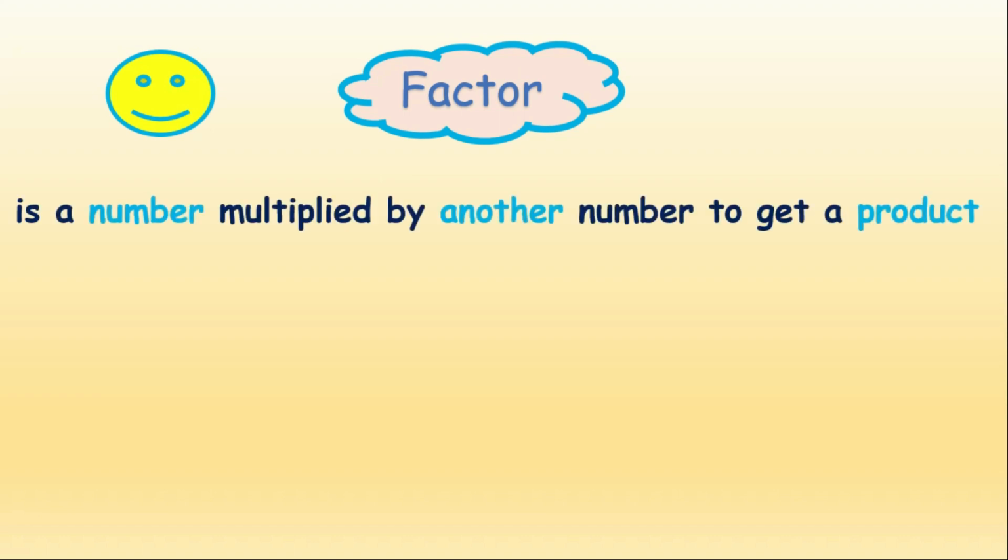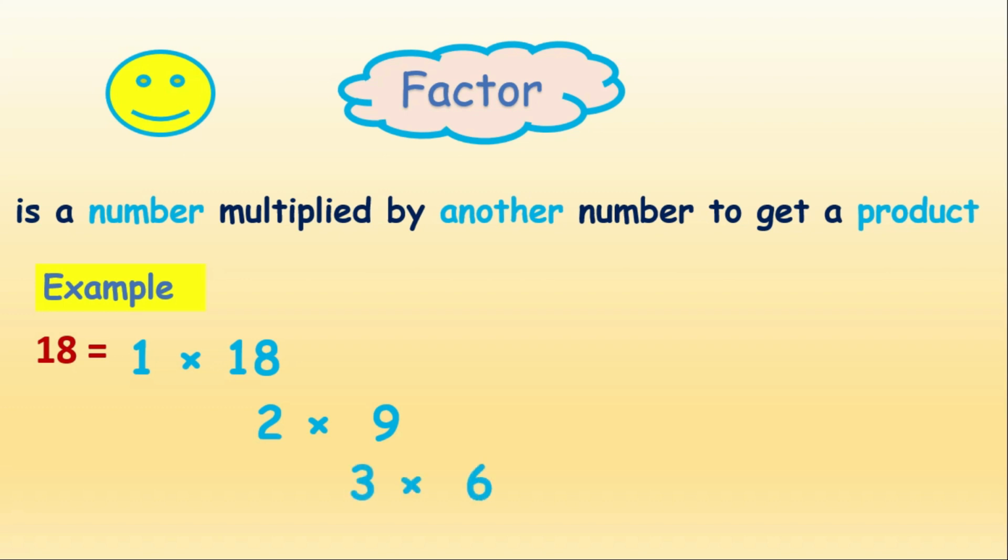So now let's remember the meaning of factor. What does it mean? A factor is a number multiplied by another number to get a product. Can you remember? Let's remember using an example. Number 18 equals what? Equals 1 times 18. Only 1 times 18 equals 18? No. 2 times 9 equals 18. Also 3 times 6 equals 18.